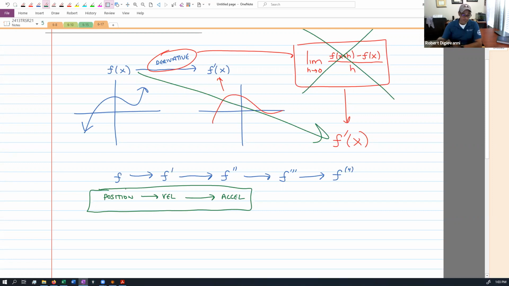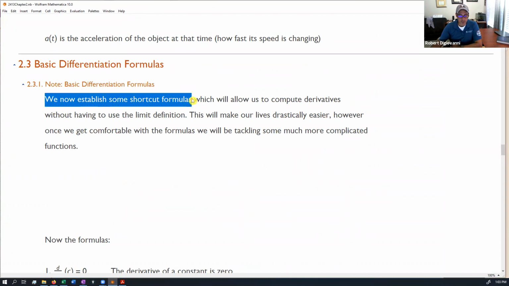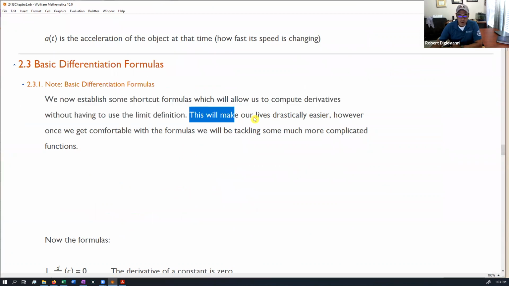All right, y'all ready? We're going to get into the formulas now. So like I just said, we now establish some shortcut formulas which will allow us to compute derivatives without having to use the limit. This will make our lives drastically easier. So you're going to be so happy about this.